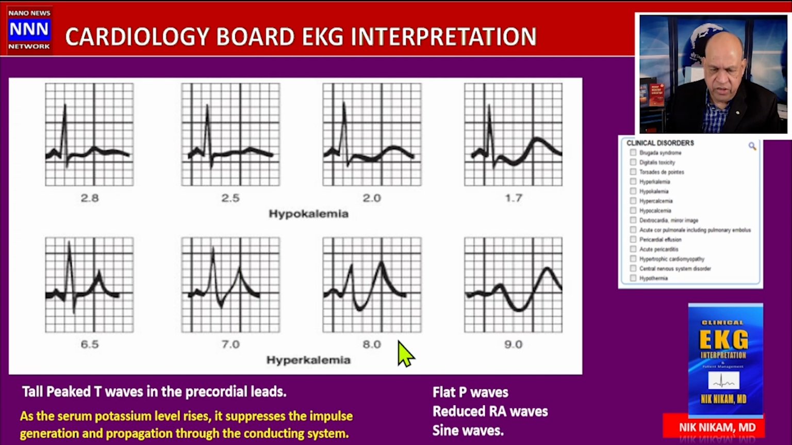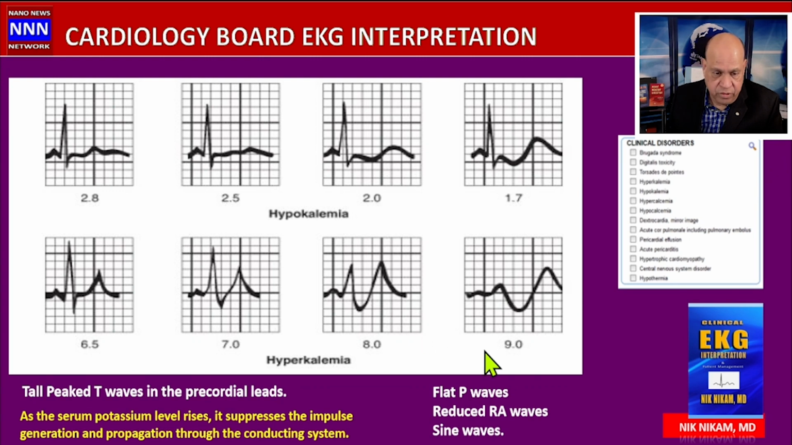And when the potassium reaches 8 or 9, we have the loss of P wave amplitude, loss of R wave amplitude, followed by a slurred S wave and an ST segment and a T wave producing a sine wave. So this is a very grave situation. And if you see something like this, I think you need to call the nephrologist, and they need to fix the electrolyte imbalance.